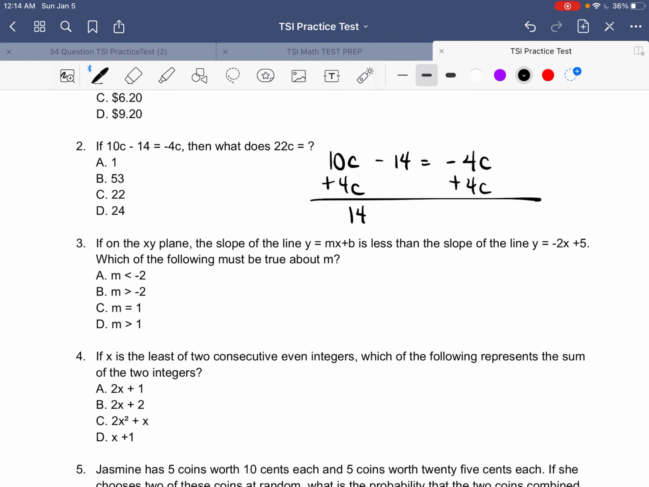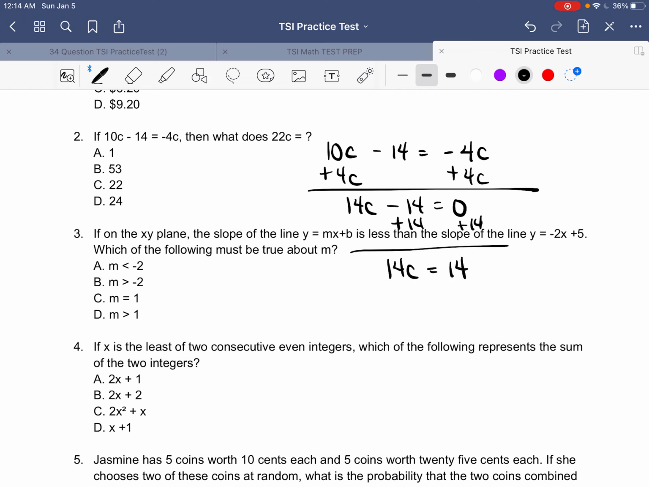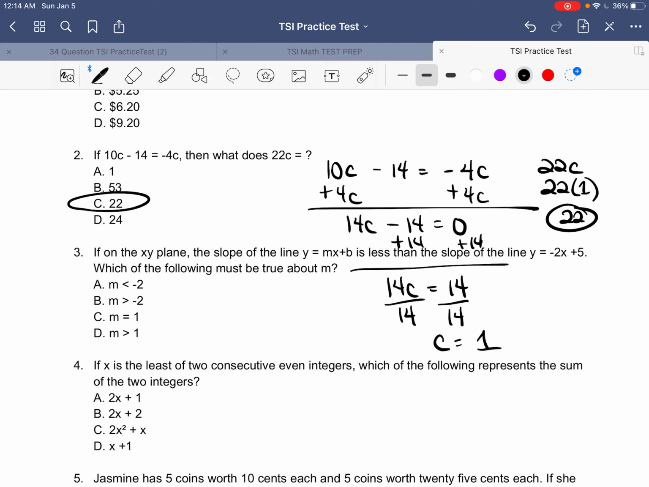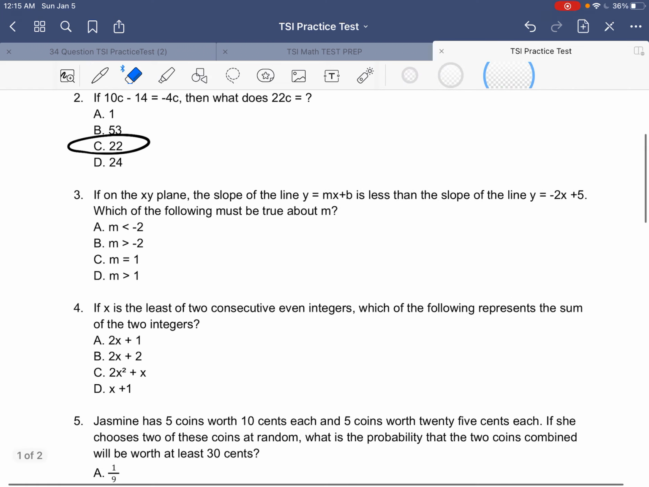So what we're going to do is add 4c to both sides. And you're left with 14c minus 14 is equal to 0. And now let's move the 14 to the other side by adding 14 to both sides. And now you have 14c is equal to 14. Then to solve for c, you have to divide both sides by 14. c is equal to 1. So if c is equal to 1, 22c would be 22 times 1. So the answer would be 22, and the answer is going to be C.